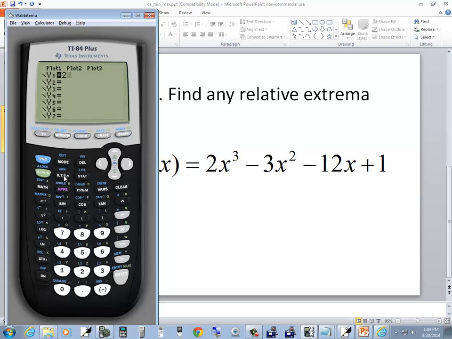So I've got 2 and then my X key and then caret 3 minus 3, my X key and then I'll push my x squared button, minus 12x plus 1. Okay, now let's just press graph to see what we're dealing with.